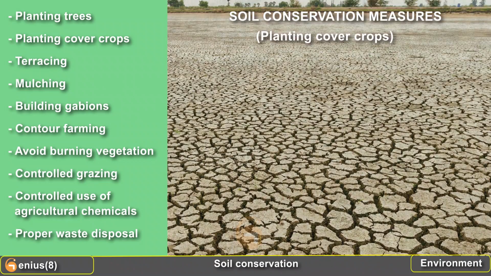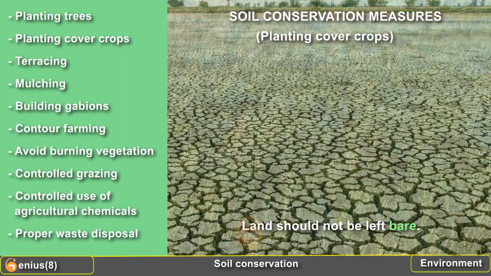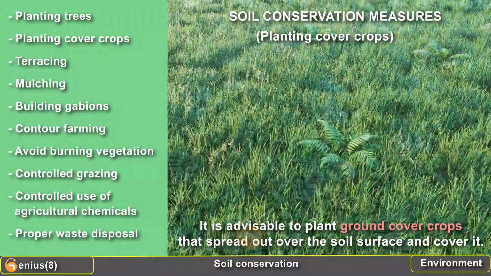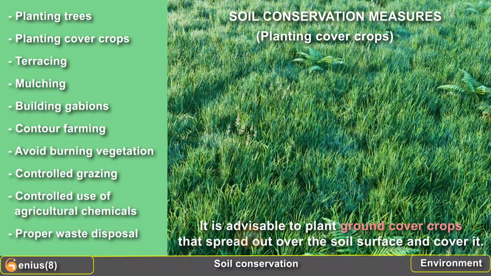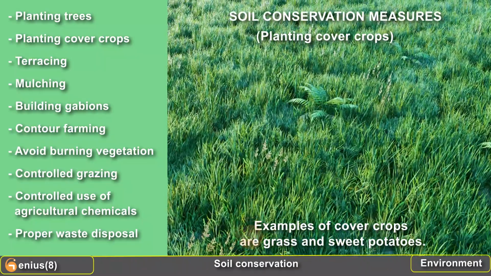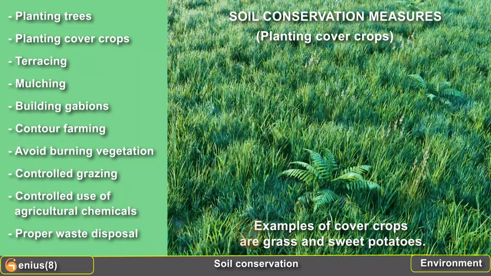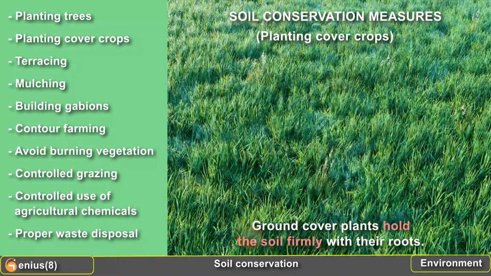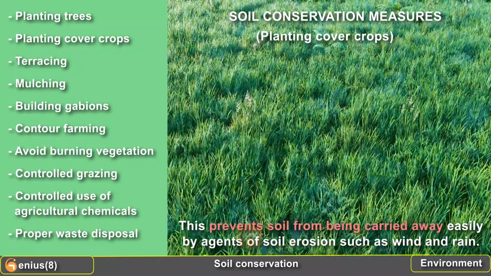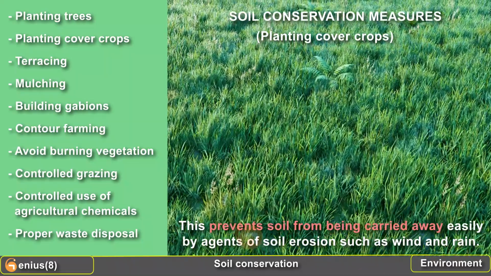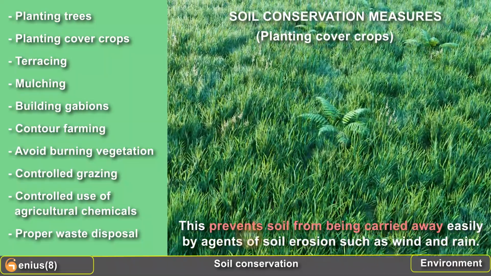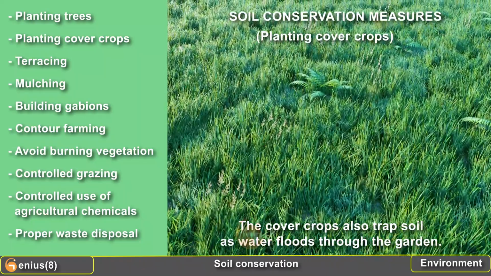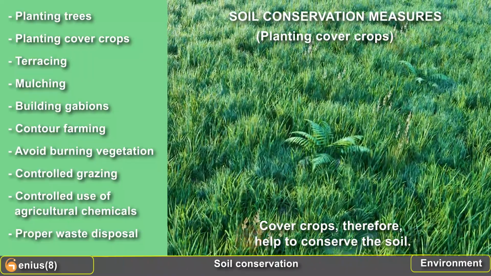Planting cover crops. Land should not be left bare. It is advisable to plant ground cover crops that spread out over the soil surface and cover it. Examples of cover crops are grass and sweet potatoes. Ground cover plants hold the soil firmly with their roots. This prevents soil from being carried away easily by agents of soil erosion such as wind and rain. The cover crops also trap soil as water floods through the garden. Cover crops, therefore, help to conserve the soil.